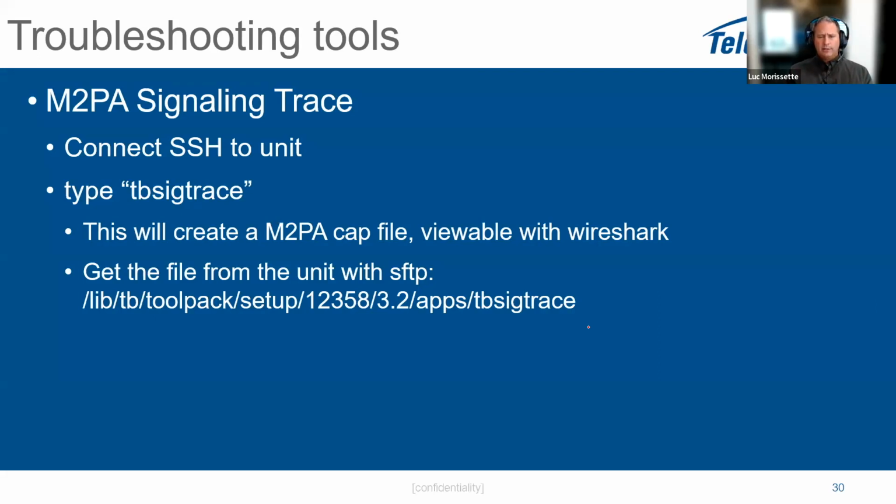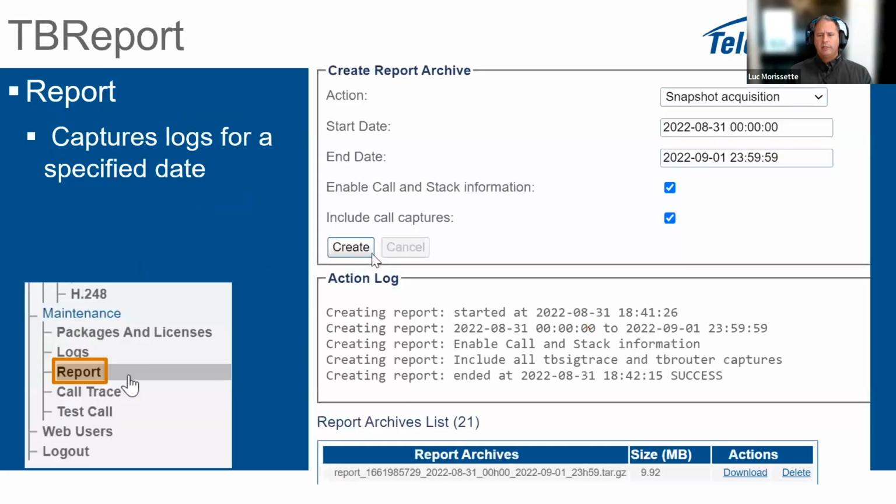If both of these don't help you to fix the problem, then it's also possible to do a TB report. So you can go all the way down on the left side of the menu, create a report. You just type create here, click on create, and it will capture some logs, and then you can request help from our support group, and we will help you to solve your problem.